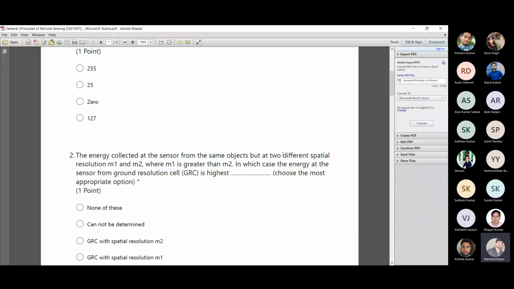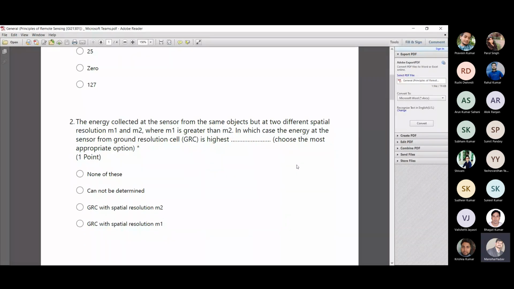The second problem is related to the energy reflected, the total outgoing energy from the GRC, and what is the effect on outgoing energy when we change the spatial resolution.